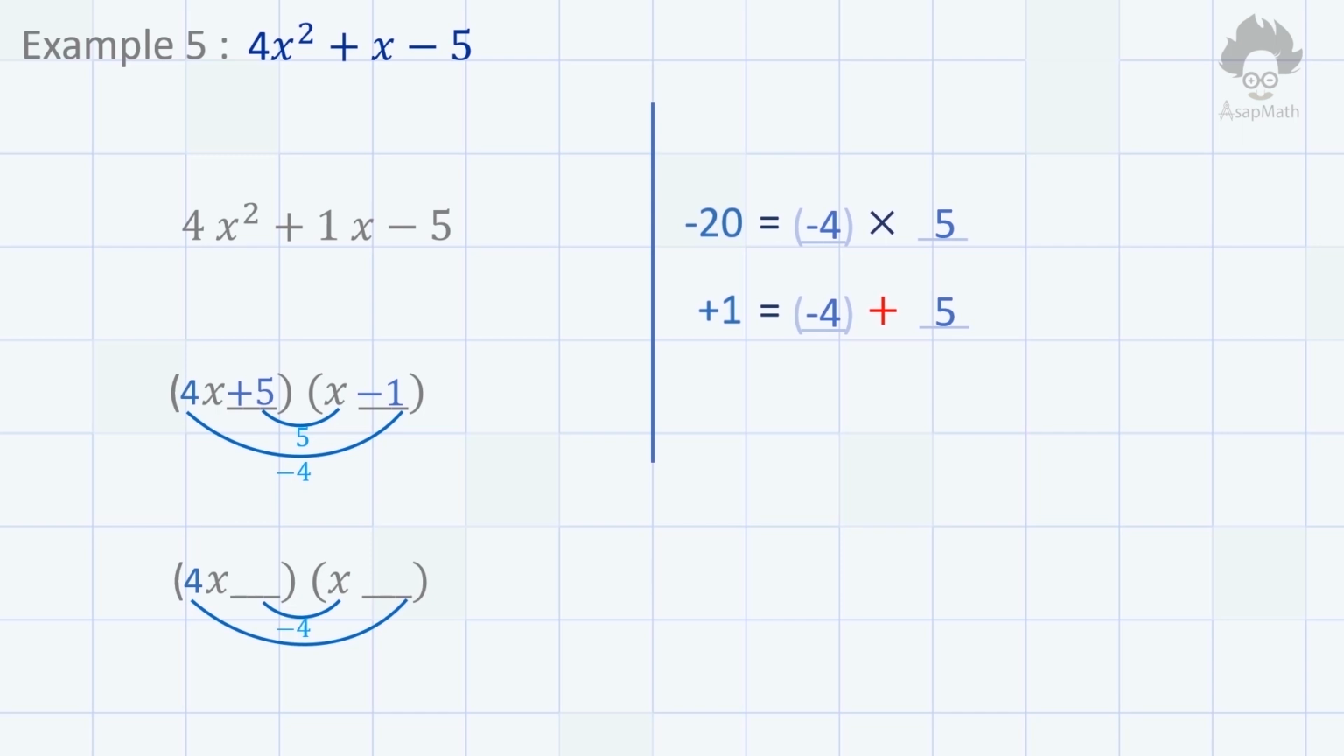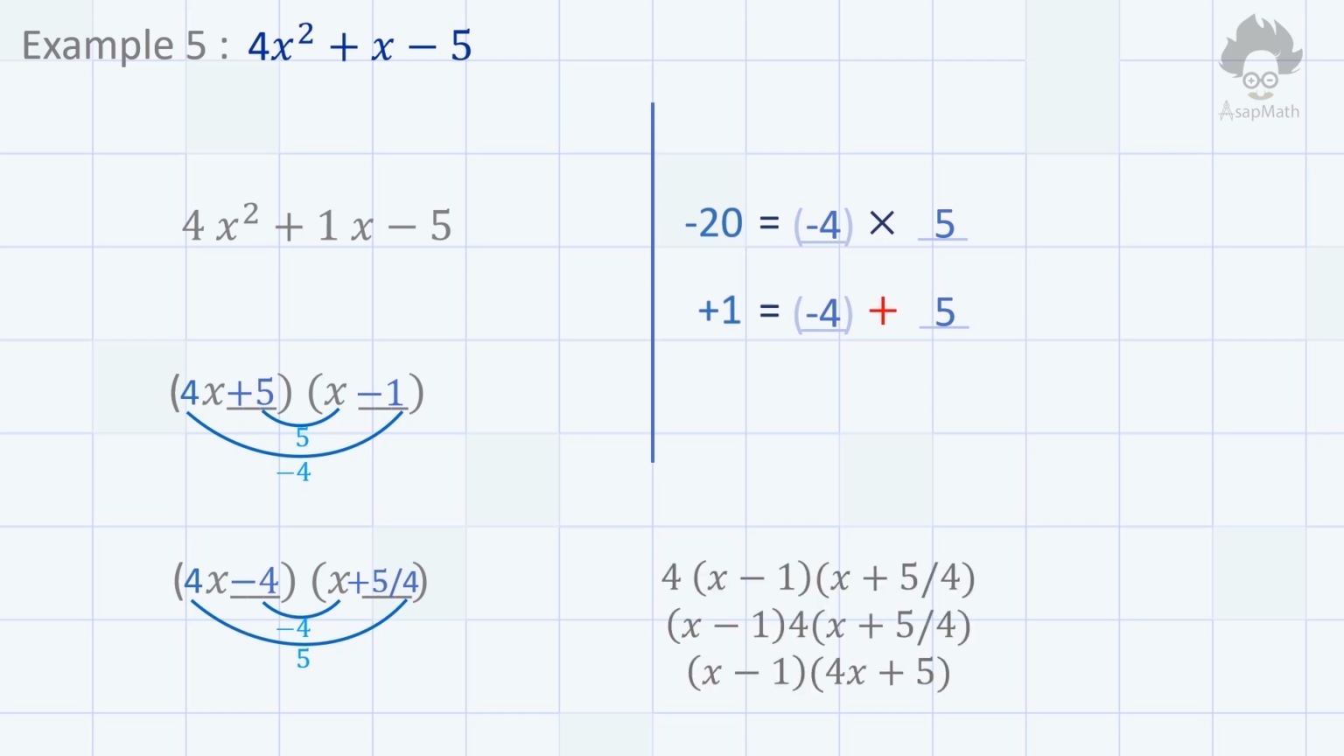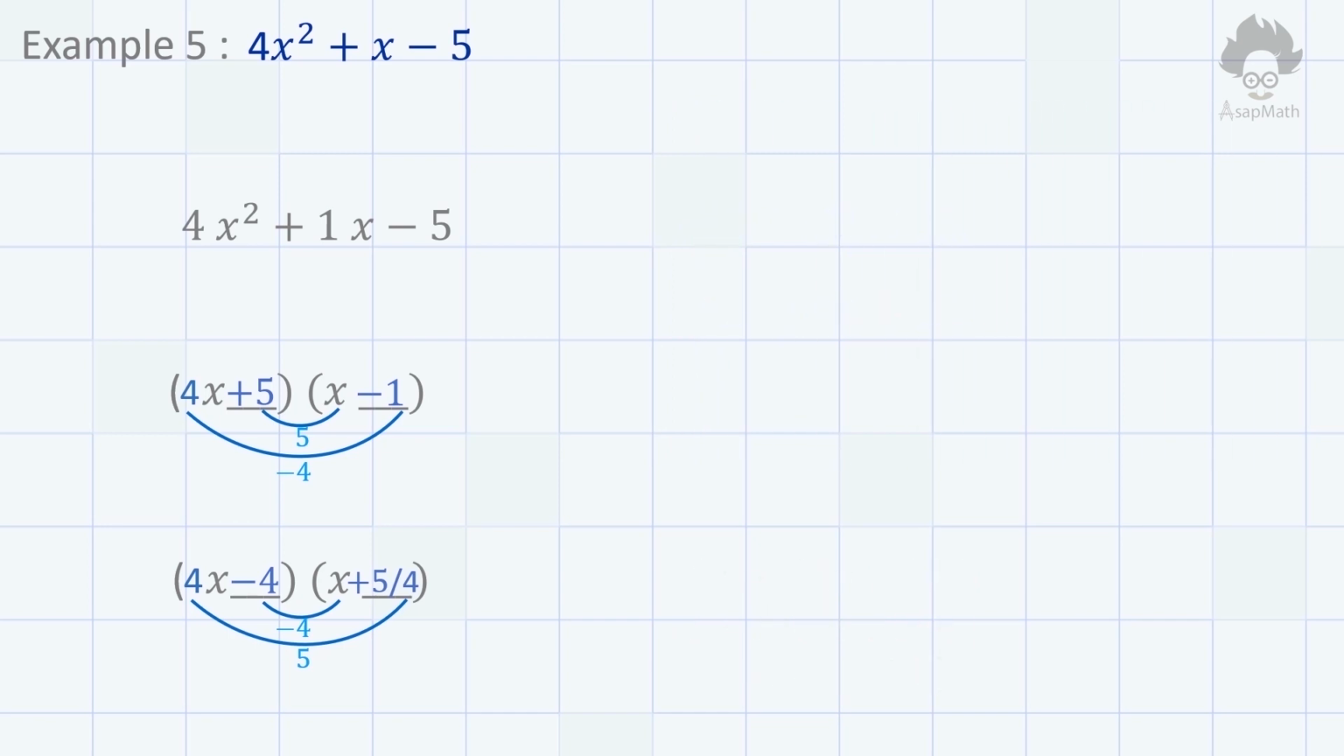Here also, one can complete the first expression with minus 4. Then, from the second expression, we have to get plus 5. As 4 is already there, we have to complete it with 5 over 4. Both give the same answer, but you can see that the first method is much easier.